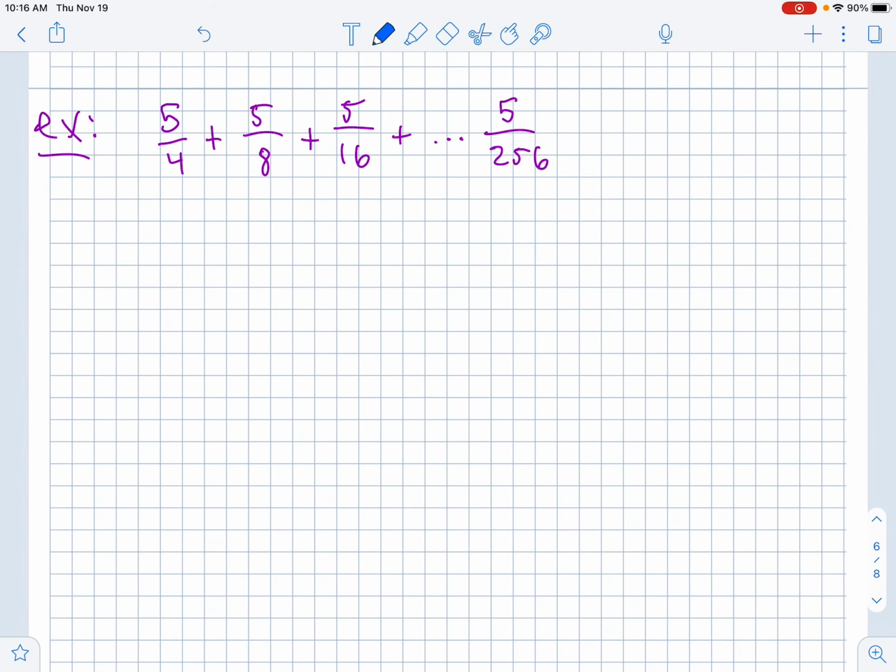Last problem. Ooh, how's it changing? First thing I noticed, tops stay the same and the bottoms go up by 2. The signs don't change, so it's a positive common ratio. I don't know which term this is. Okay, so we know that the common ratio is 1/2 because the bottom denominators get multiplied by 2. But we don't know which term this is.